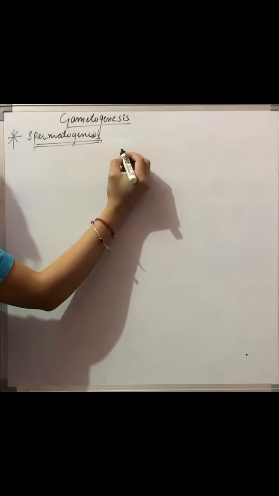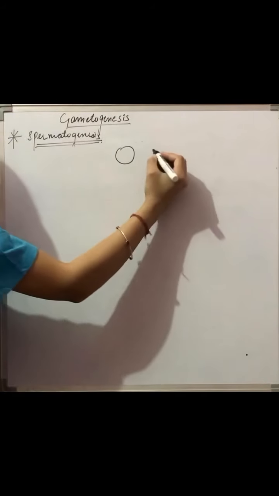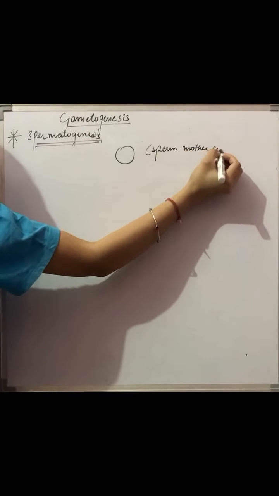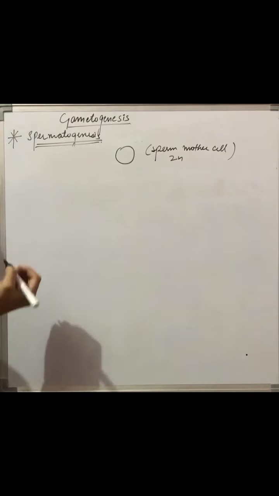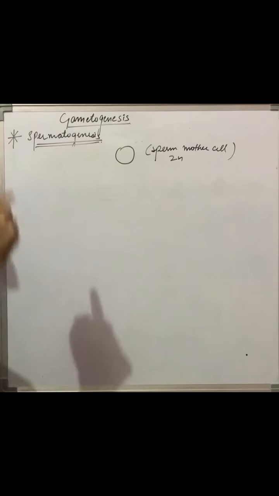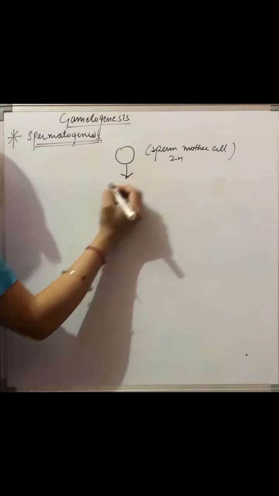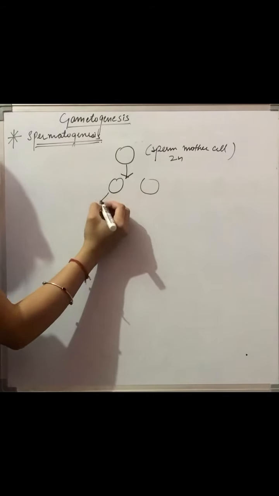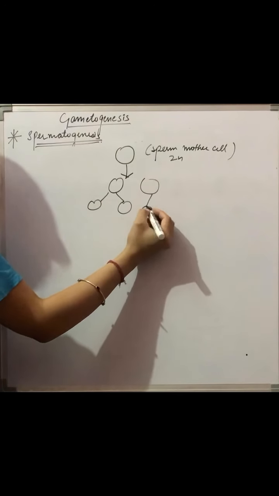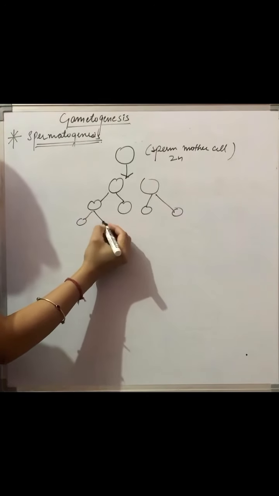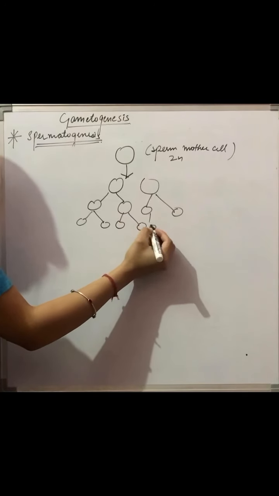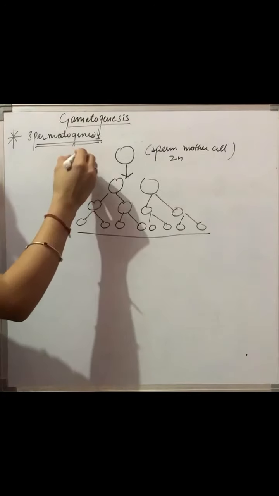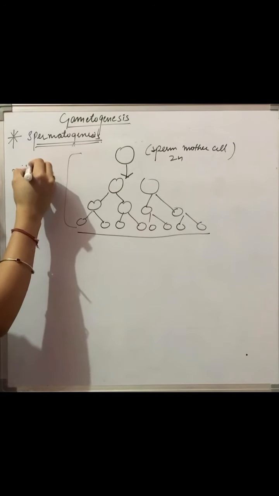Spermatozoa are formed from the sperm mother cell, that is 2N. During the first phase of spermatogenesis, the cell divides by mitosis into 2 cells. Then again division takes place into 4 cells. A number of cells are produced, and this production of cells takes place by mitosis.